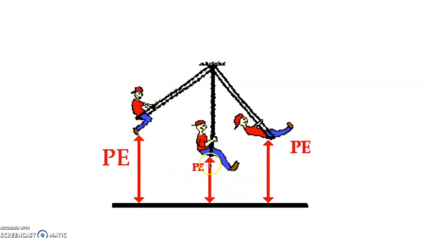So if we look at somebody on a swing, as they swing higher, they have more height, which means their potential energy is going to be greater than it is here. And here, the potential energy of the higher swinger is going to be greater than here. So height controls potential energy, especially when the object, in this case this person, isn't changing mass.